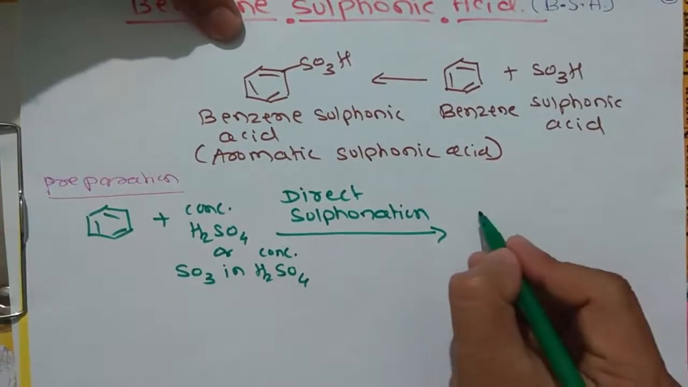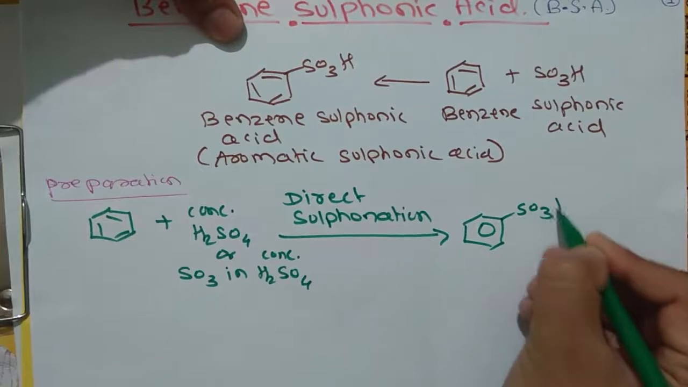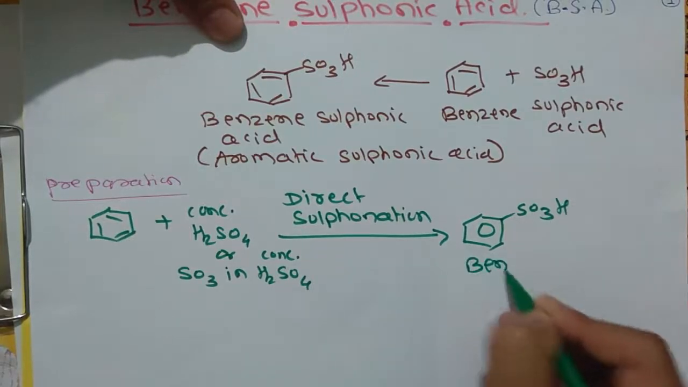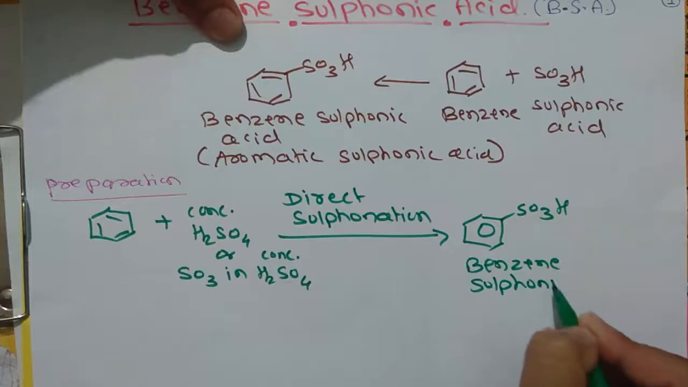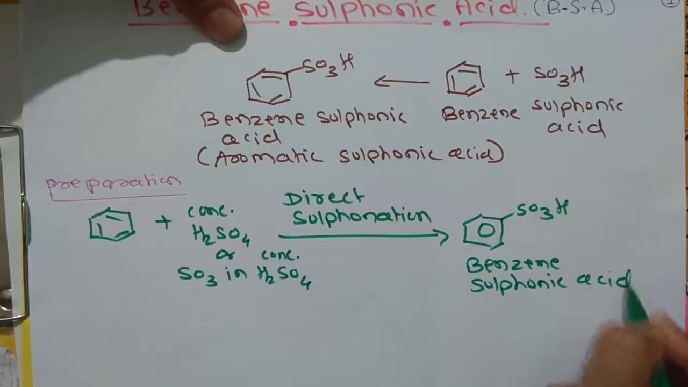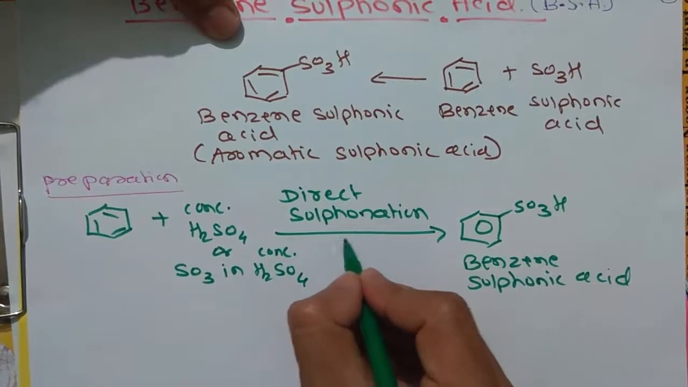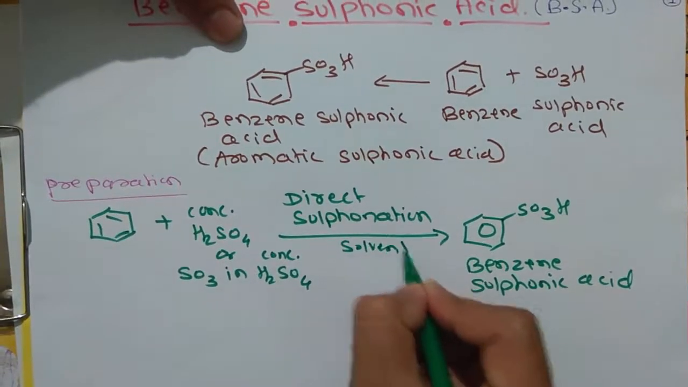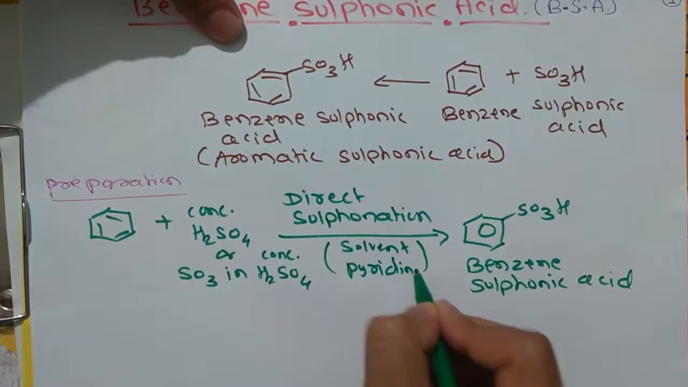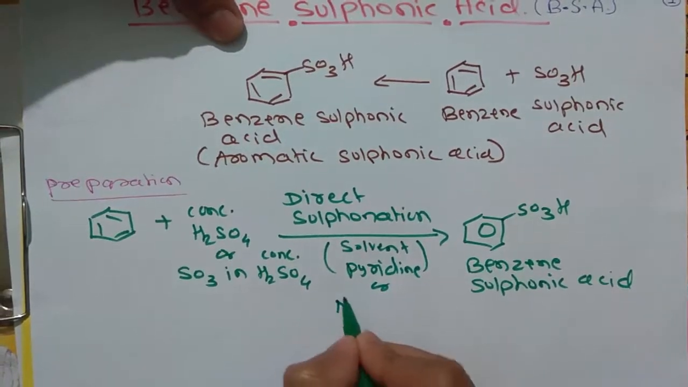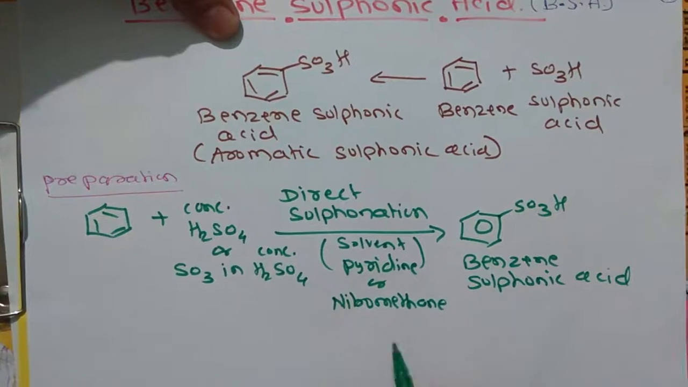And there is a formation of this compound with SO3H, called benzene sulfonic acid. Here we can use a solvent. Which solvent do we have to use here? It is pyridine or nitromethane. It is a solvent we have used.